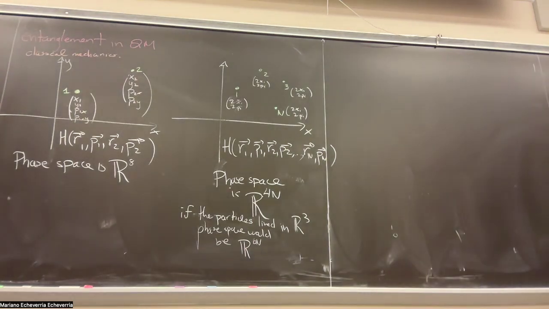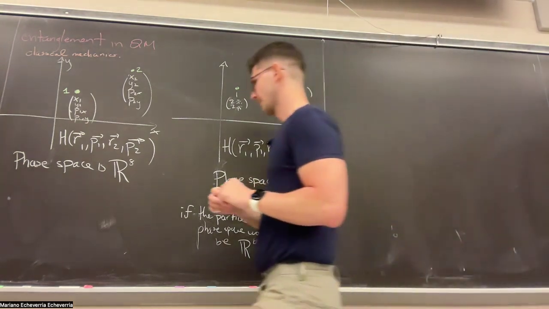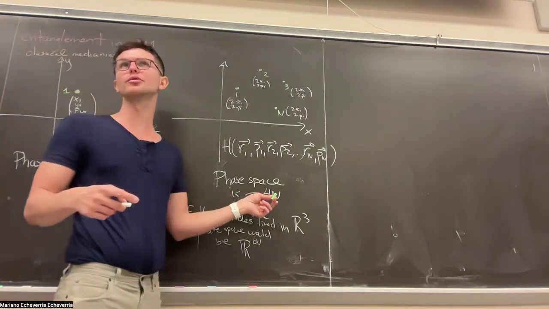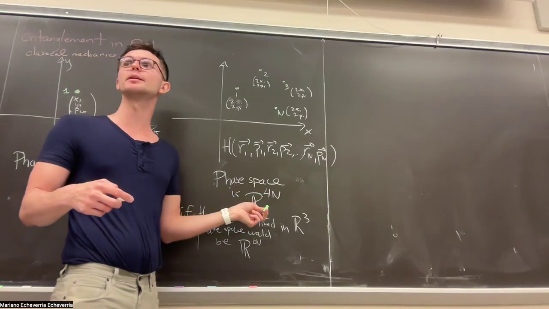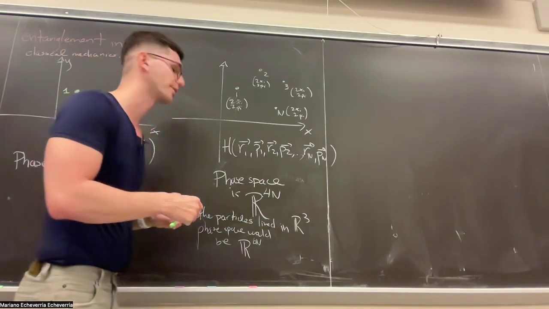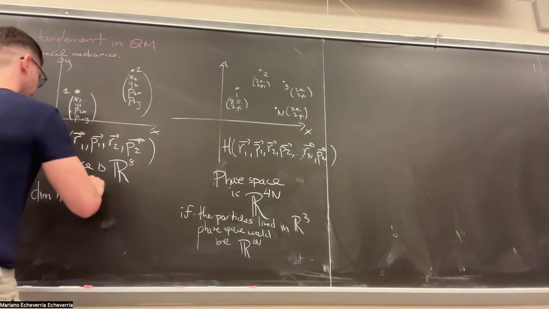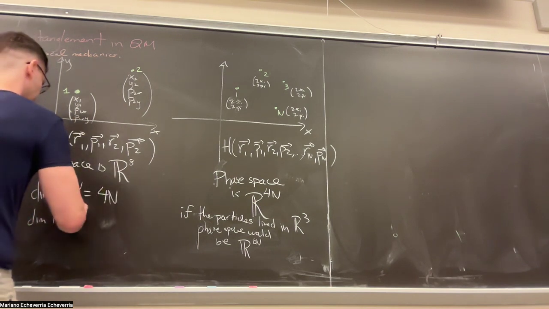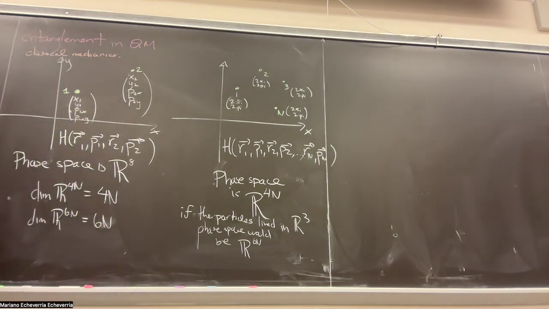So what's the point of all of this? Regardless, the dimension of the phase space is proportional to the number of particles, linearly. The phase space grows linearly with the number of particles. The dimension of R to the 4N is 4 times N, and the dimension of R to the 6N is 6 times N. So the dimension of the phase space grows linearly in classical mechanics.